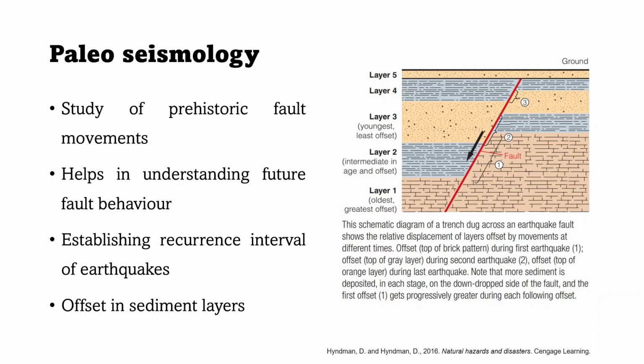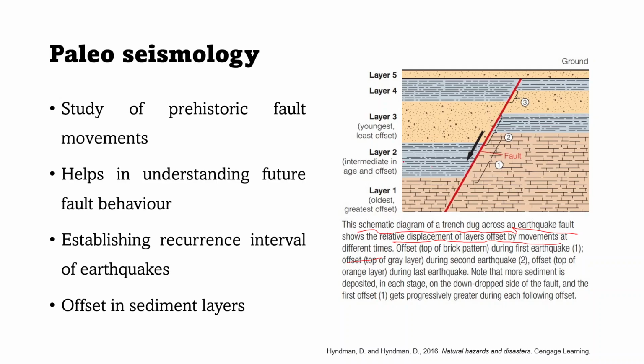So here you are seeing multiple offsets. This is a schematic diagram of a trench dug across an earthquake fault. This fault line, this red line that you're seeing, is an earthquake fault because multiple earthquakes have happened in this region. What they're showing is the relative displacement of layers offset by movements at different times. These 1, 2, 3 are different offsets that happened at different times, not all together. One was the oldest, and then comes two, and then comes the third one.